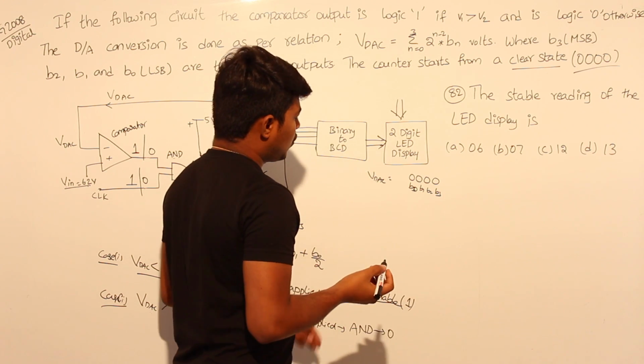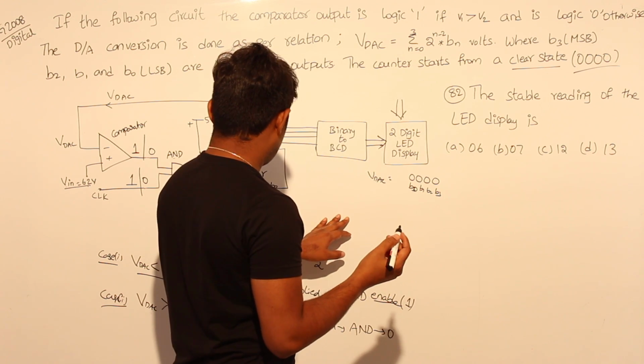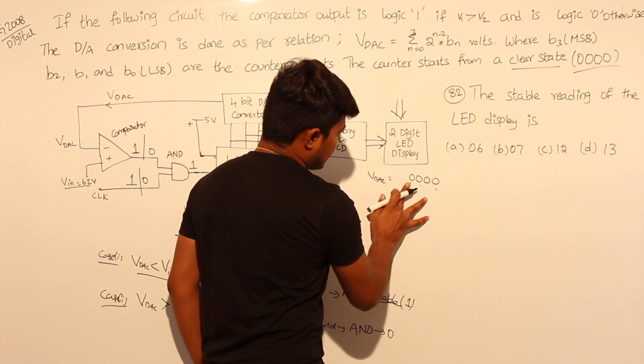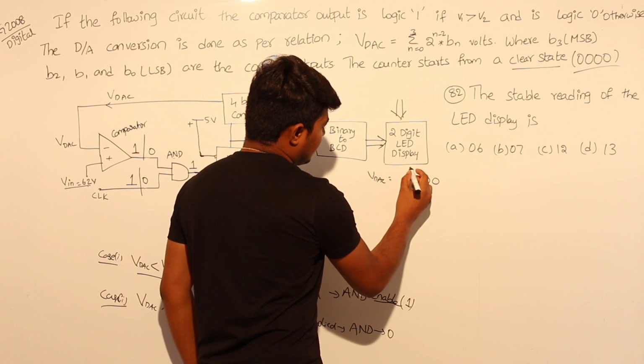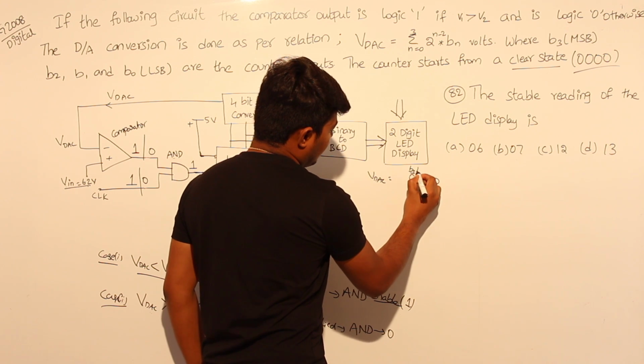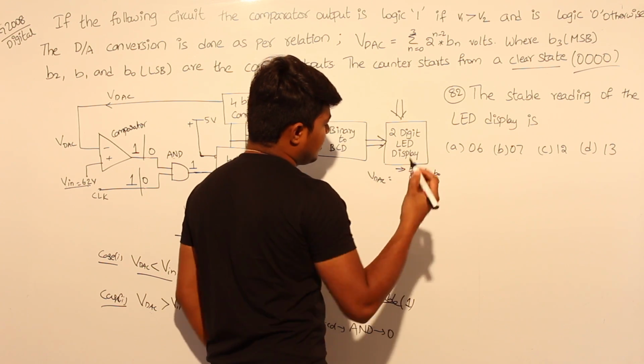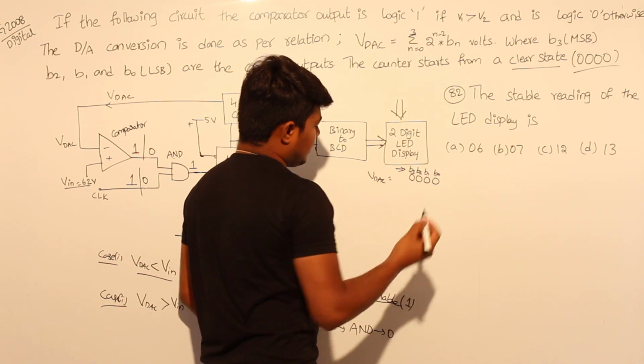Okay. Now, just a second. We will write this according to MSB to LSB. This will be B3, B2, B1 and B0. Okay, this is MSB.